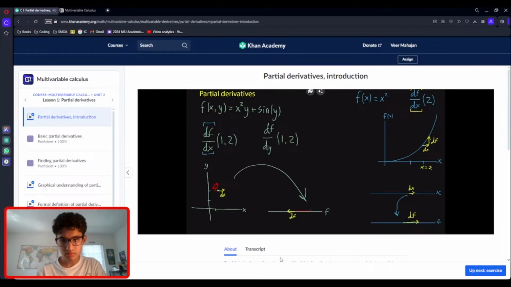Maybe the output increases, and it increases by a lot. It's more sensitive to y. Again, it depends on the function. And I'll show you how you can compute something like this in just a moment.